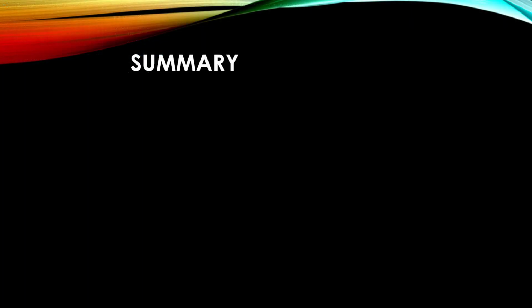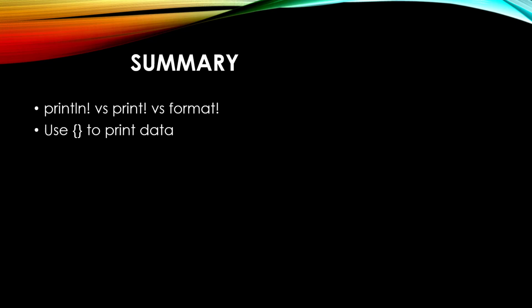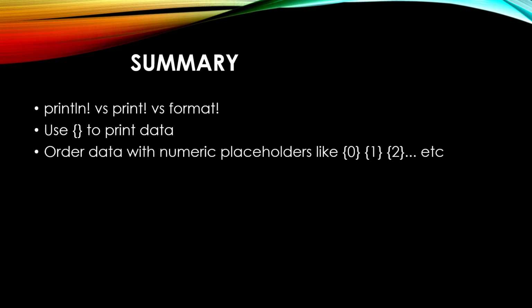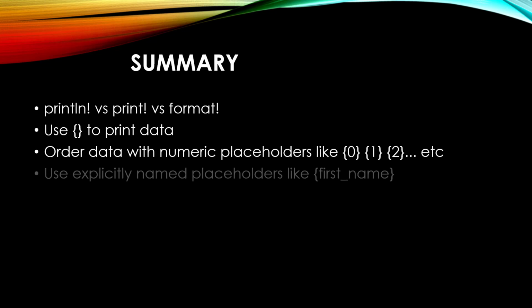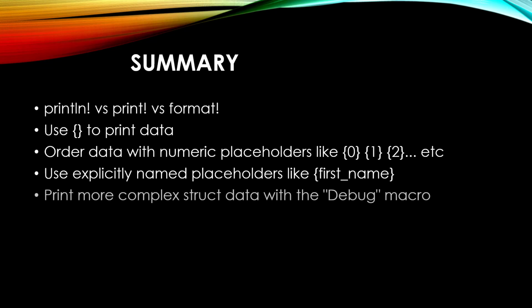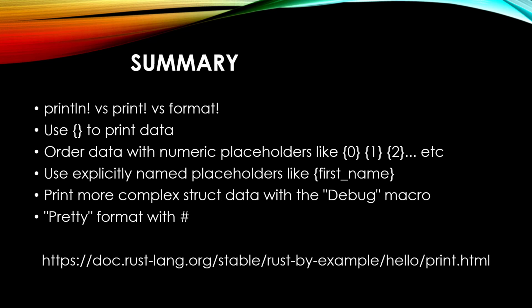To sum up, there are multiple ways to print to the terminal and create formatted strings. We touched upon println, print, and format. You can use the brackets to print data. You can order data with numeric placeholders like 0, 1, and 2, etc. You can use explicitly named placeholders like first name. You can print more complex data structures with the debug macro. And you can also pretty print with the pound sign. If you want more information on the print statement, you can visit the following URL.